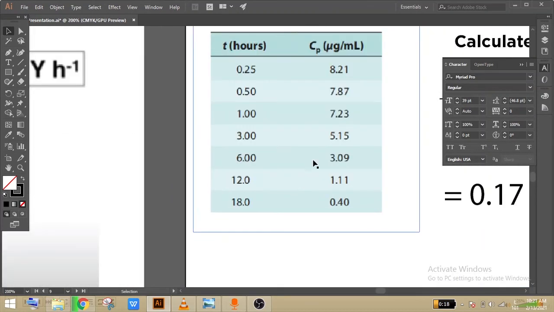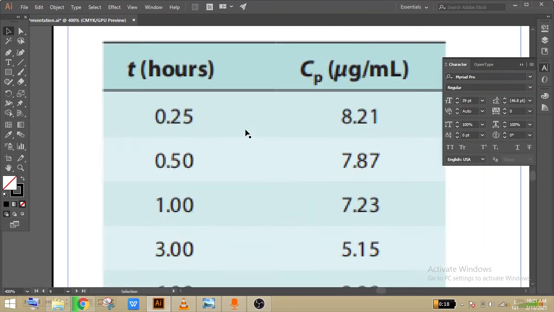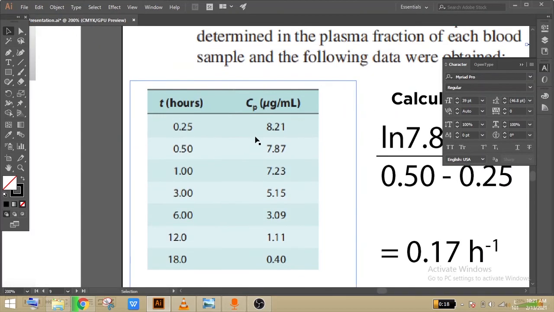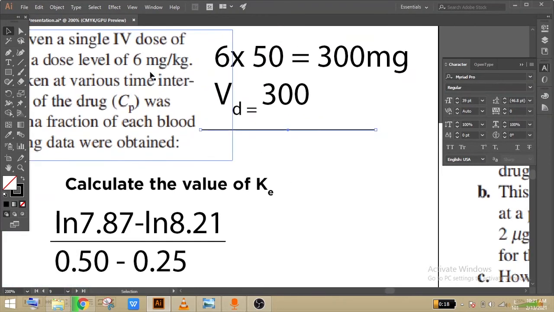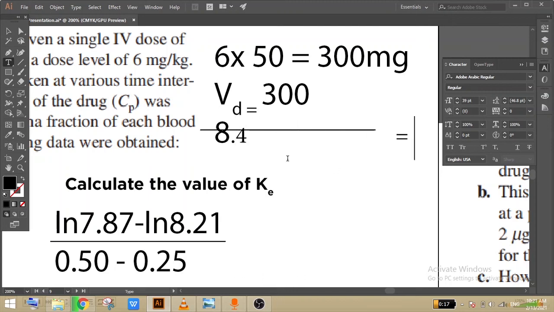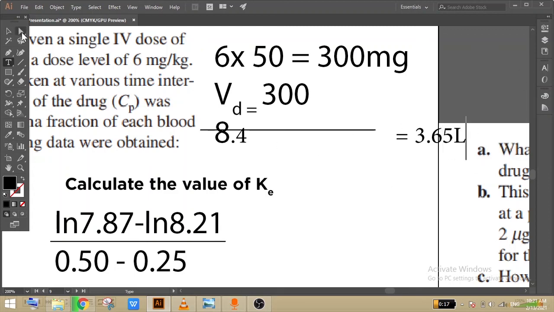The data suggests this. As I'm not plotting the graph, I won't be able to extrapolate those values in this presentation. But we are just assuming that it might be 8.4 at time 0. If we divide by 8.4, we are going to get an answer equal to 3.65 liters. So this is our VD, 3.65 liters.